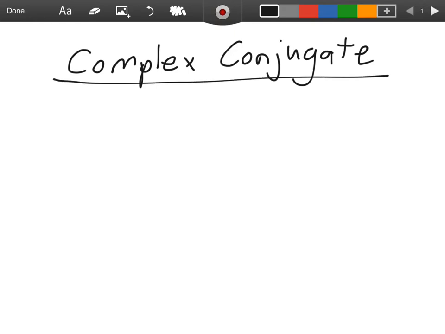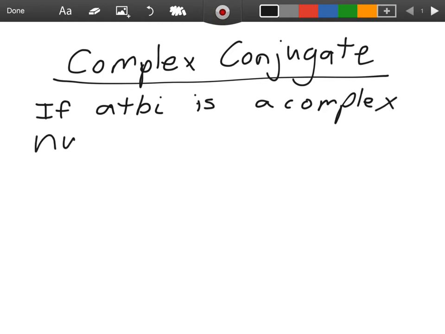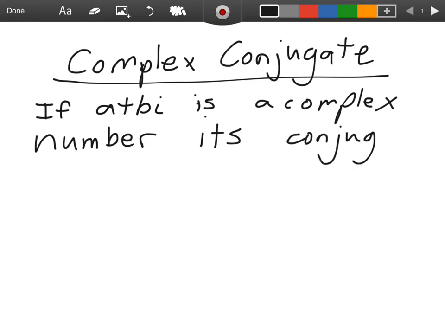So with the complex conjugate, basically the definition is, if a plus bi is a complex number, its conjugate is a minus bi. Basically, you just take the imaginary part and change the sign of just the imaginary part.